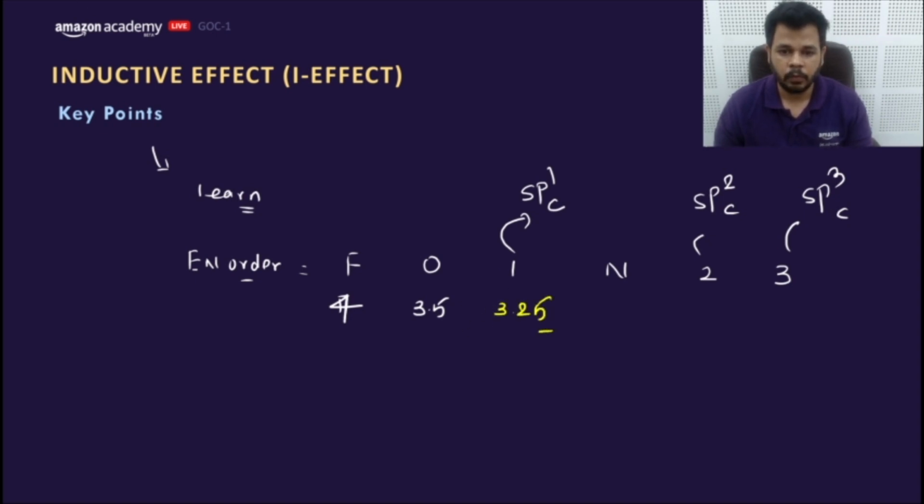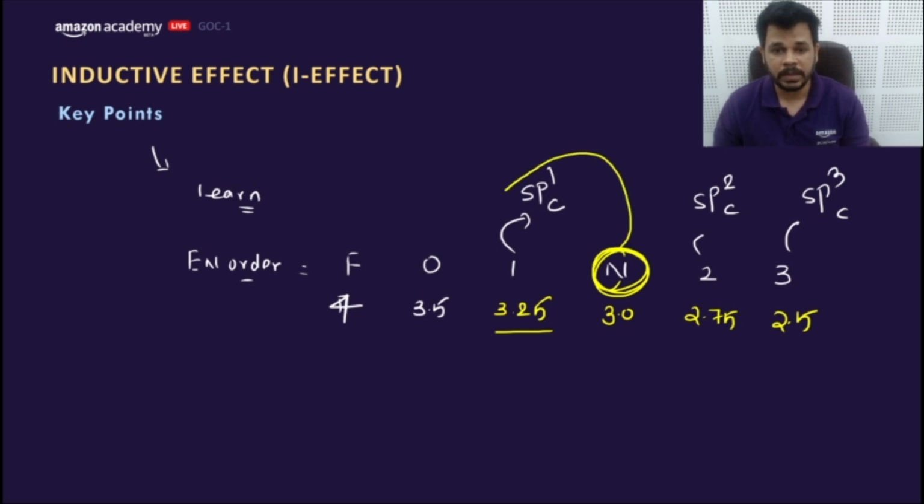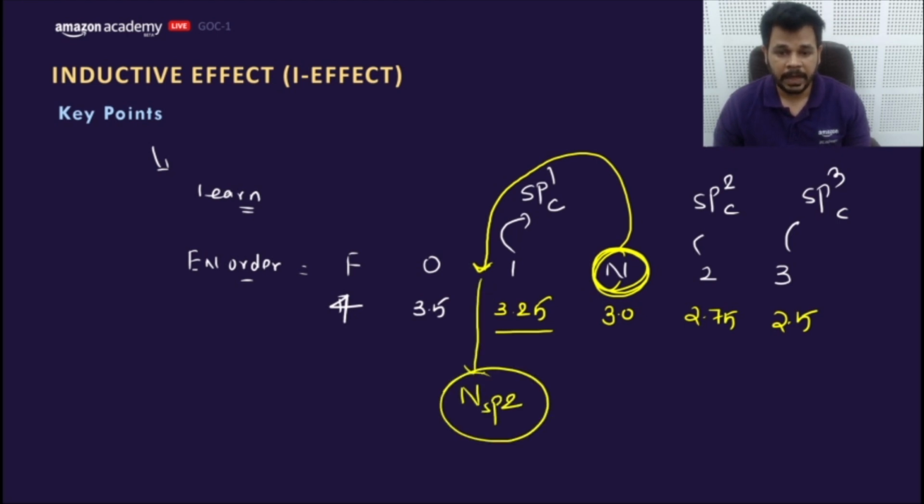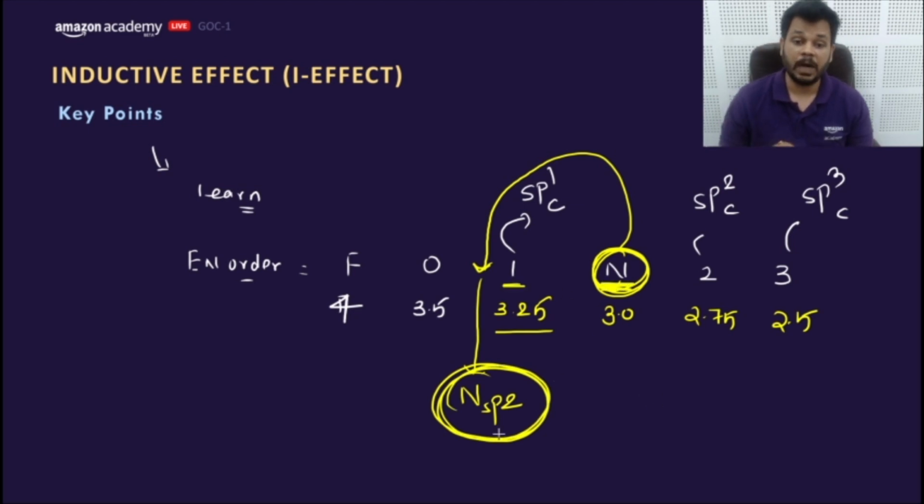Shockingly, it is 3.25. Nitrogen, electronegativity is 3. sp2 carbon, 2.75. And what is the electronegativity of sp3? 2.5. Mark my words, if we want to increase the electronegativity of nitrogen over this sp carbon, we need to change the hybridization of it. If nitrogen becomes sp2, the electronegativity of nitrogen becomes higher than the sp carbon. Mark my words. I'll ask this again in this class.